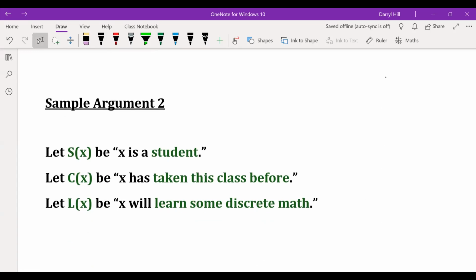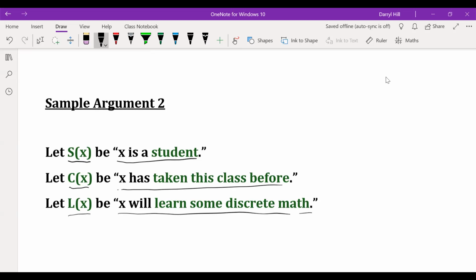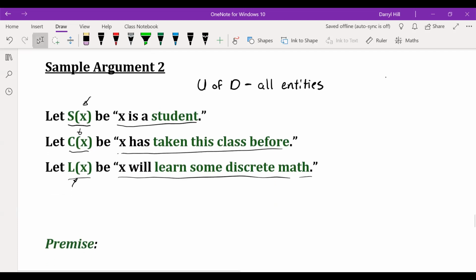All right, so let's look at another sample argument. We have a predicate S of X, meaning X is a student, C of X, X has taken this class before, and L of X, X will learn some discrete math. Again, I haven't been specific about the universe of discourse, so you can assume it is all entities. That does work as long as we're defining our entities using these predicates. The things we're going to operate on are either students, or something that's taken this class before, or something that's learned some discrete math. So logically, it still works if we take the broadest possible universe of discourse in this case.